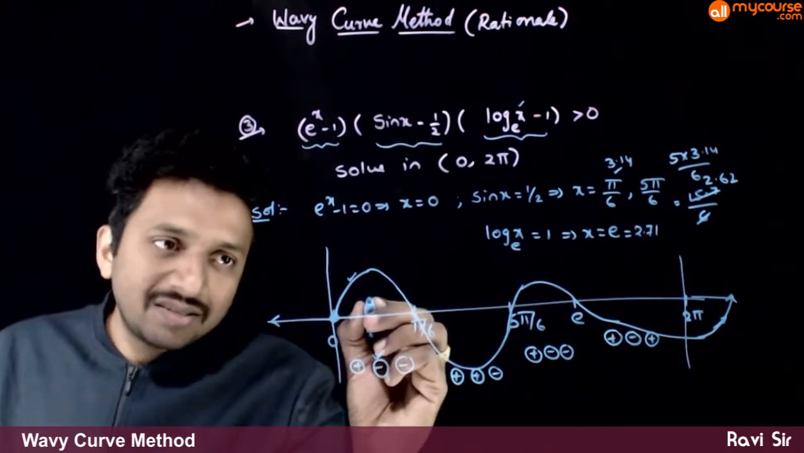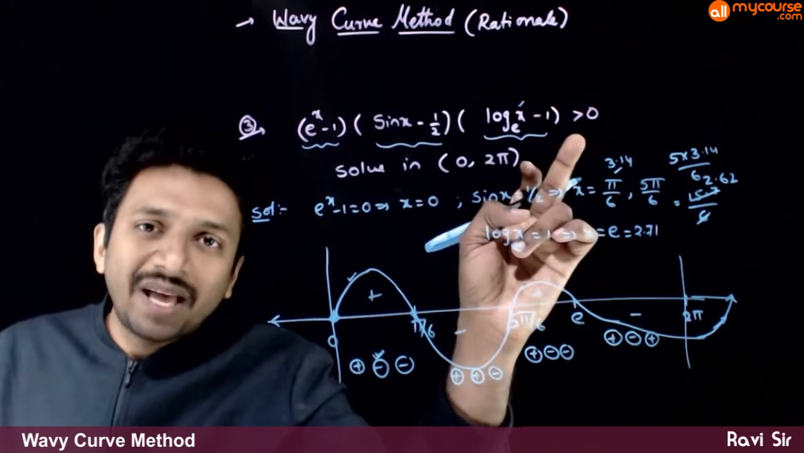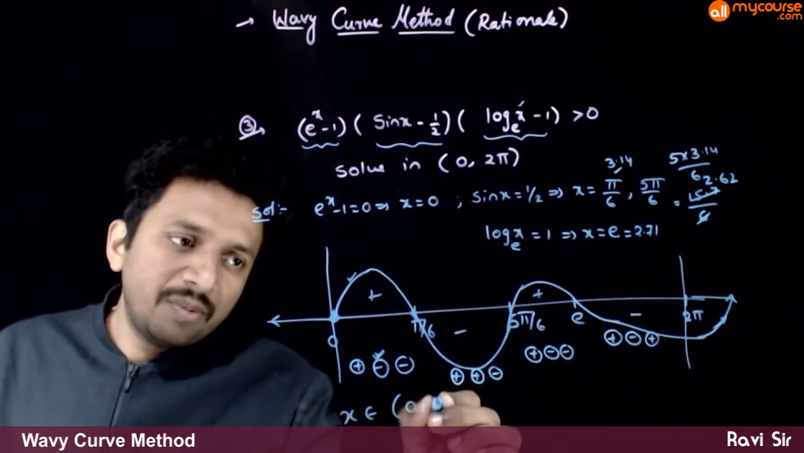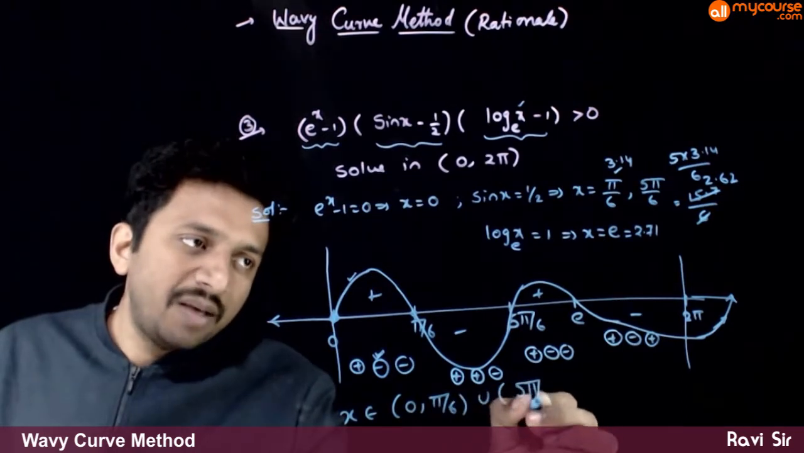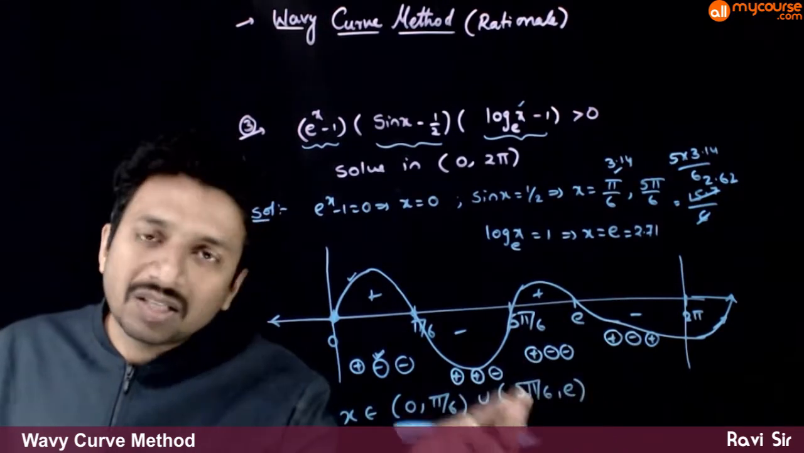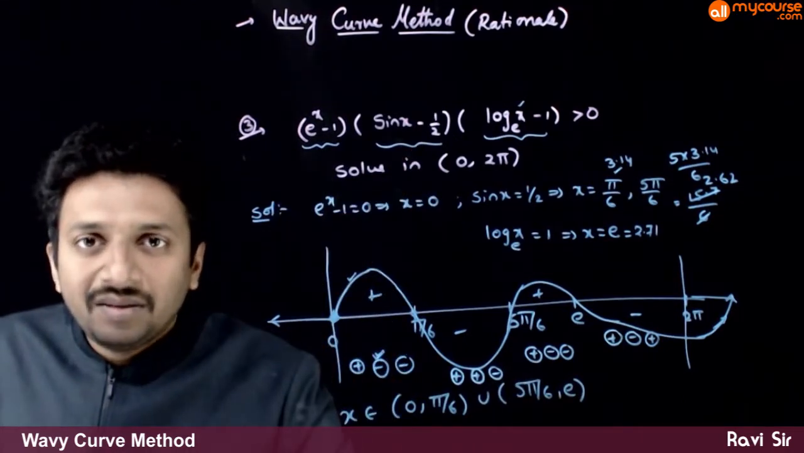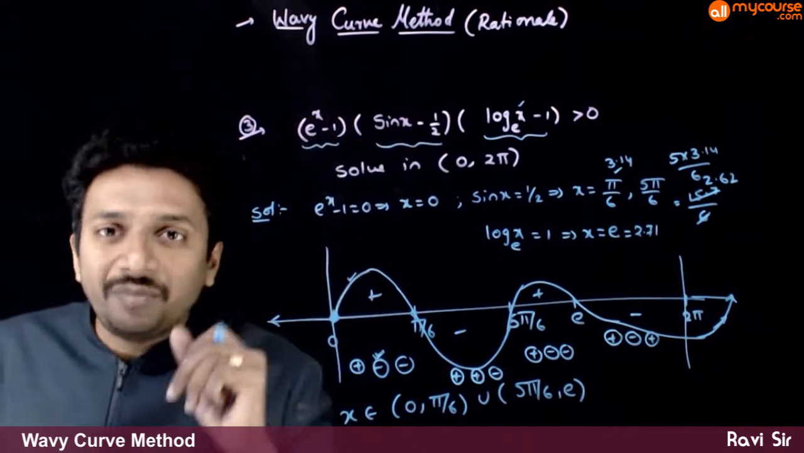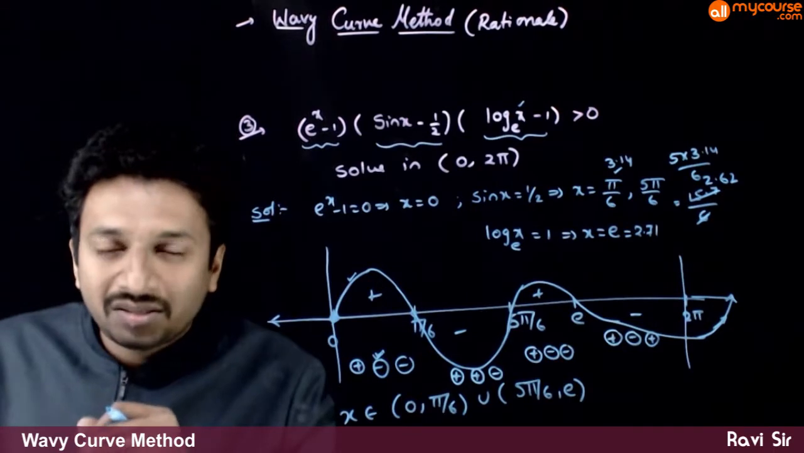So what are the signs? Plus, minus, plus, minus. I want my expression to be positive. So x belongs to (0, pi by 6) union (5 pi by 6, e). This will be the solution for this inequation. I hope you have understood the wavy curve method for quadratic and polynomial inequalities.